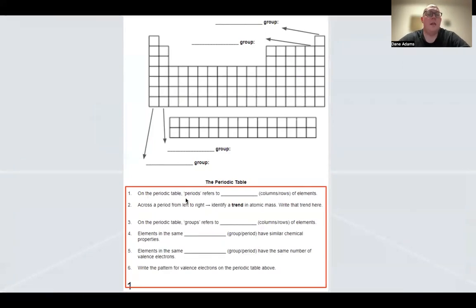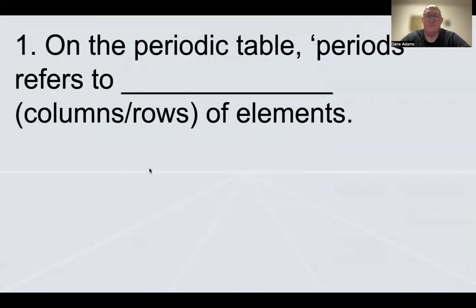Number 1 says on the periodic table, period refers to, what do you think? Does it refer to a column or a row? 3, 2, 1. A period refers to a row. The reason, like I said before, we call it a period is because every time you go down a row and then start again in a new row, you repeat the pattern of chemical properties that you saw before.